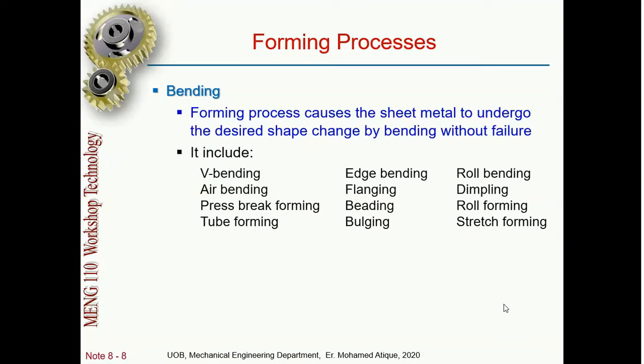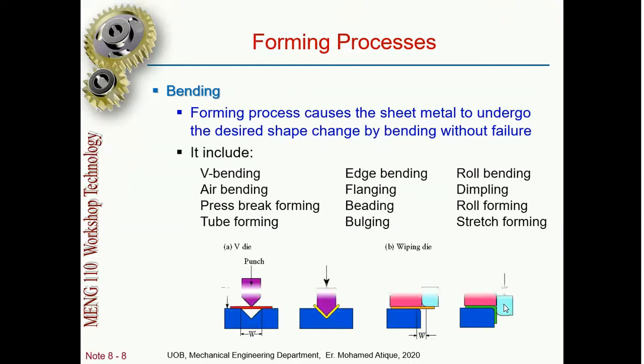Okay, so there are different bending operations: V bending to make a V shape, air bending, press bending, U forming, edge bending, flanging, beading, bulging, roll bending, dimpling, roll forming, stretch forming. In this, we'll look at some of them. See the V bending.